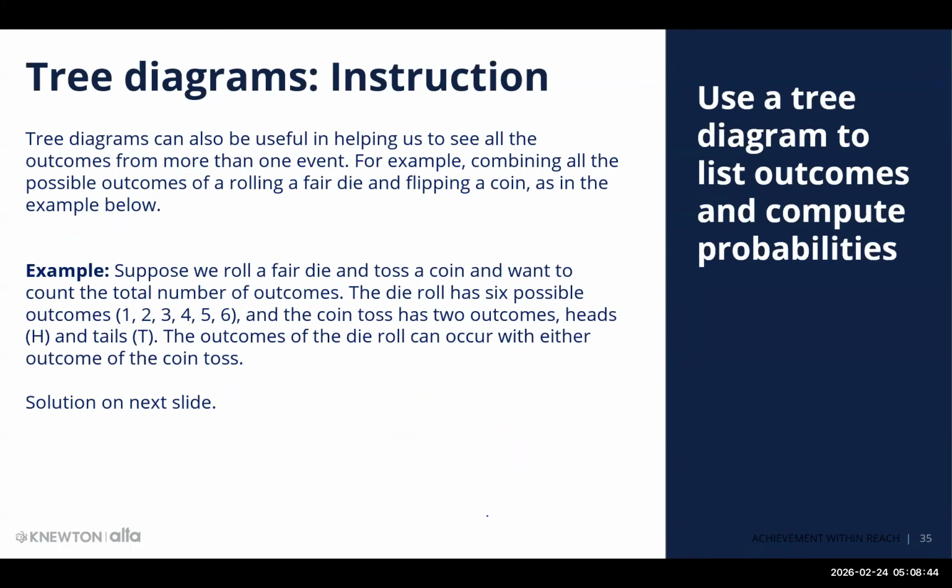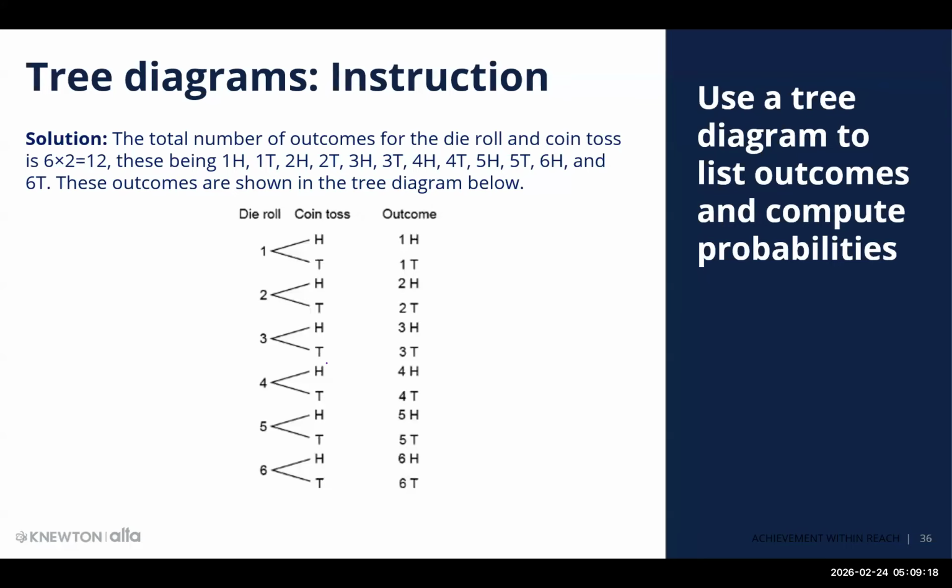Okay, so tree diagrams can be useful in helping us to see all the outcomes for more than one event. Same kind of thing, but let's see what the question is. Suppose we roll a fair die and toss a coin and want to count the total number of outcomes. The die roll has six possible outcomes, and the coin toss has two outcomes. The outcomes of the die roll can occur with either outcome. I'm not sure there's a question. I think all they're doing is showing the sample space. So that should have been the question.